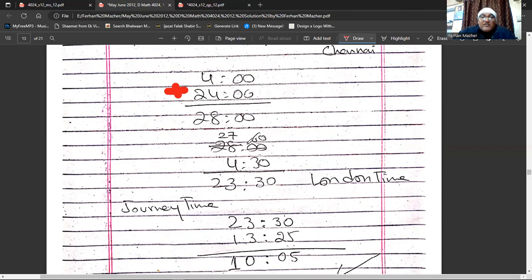From 00 minutes, you cannot subtract 30. So from the hours, I will borrow 1 hour. When 1 hour is added here, it will become 60 minutes. Here you are left with 27 hours.